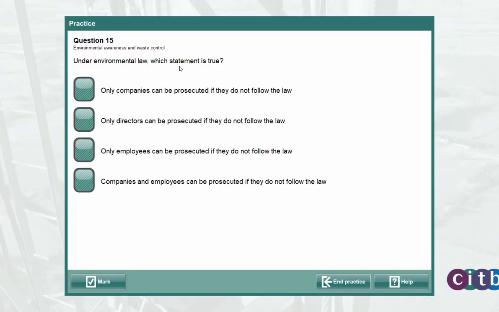Under environmental law, which statement is true? Only companies can be prosecuted if they do not follow the law. Only directors can be prosecuted if they do not follow the law. Only employees can be prosecuted if they do not follow the law. Companies and employees can be prosecuted if they do not follow the law.